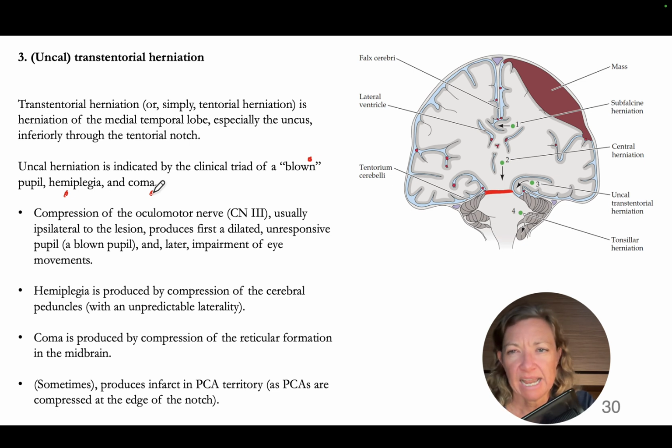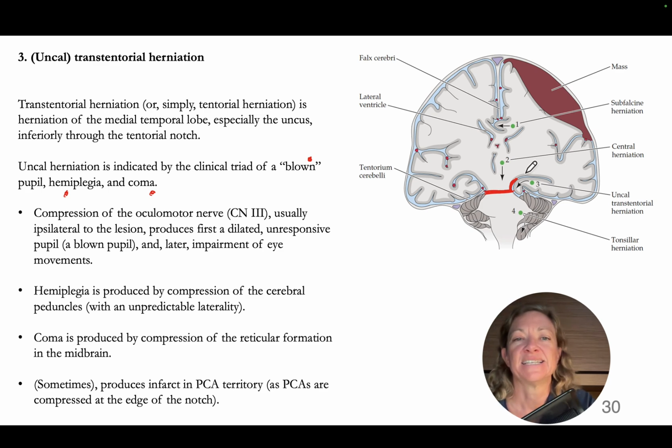When we looked at that slide that showed you the contents of the structures immediately adjacent to the edge of the tentorial notch, you get an idea of why these symptoms arise. So first, compression of the oculomotor nerve. It's usually ipsilateral to the lesion. You can see on this case it would be on this side, so the patient's left, our right, ipsilateral to the epidural hematoma. Not always the case, but typically the case.